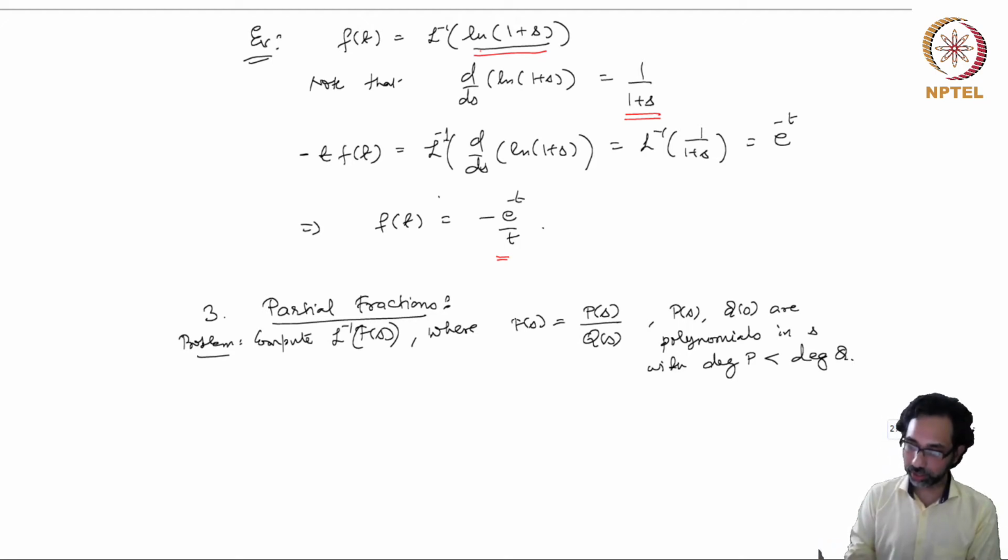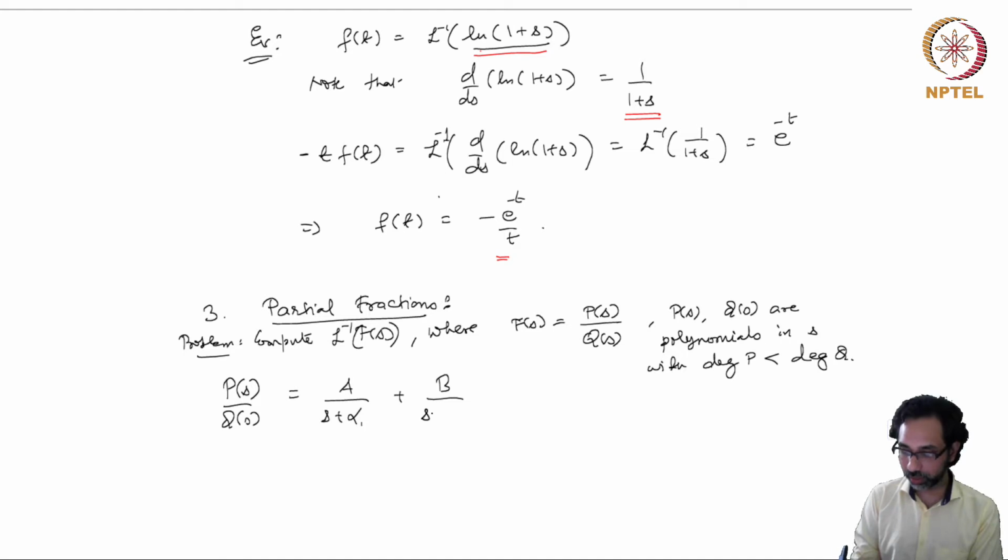So in this case we have some explicit methods, and we can write P(s) by Q(s) in the form such as A over s plus alpha 1, plus B over s plus alpha 2, plus so on, and let's say E over s plus alpha k, and here A, B and E are all constants, and so these are called the partial fractions.